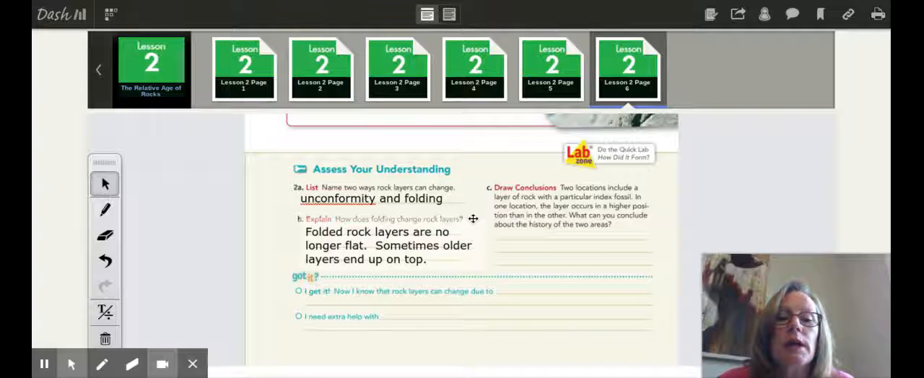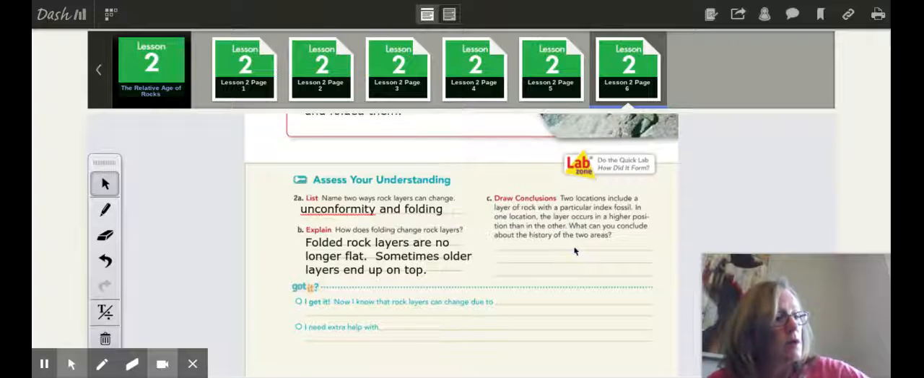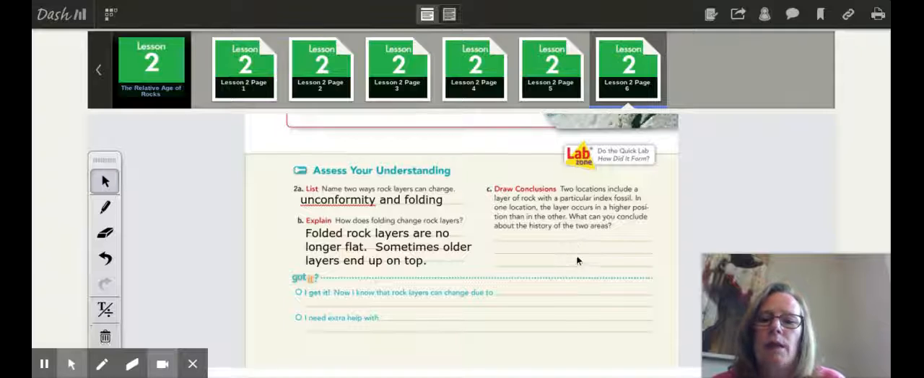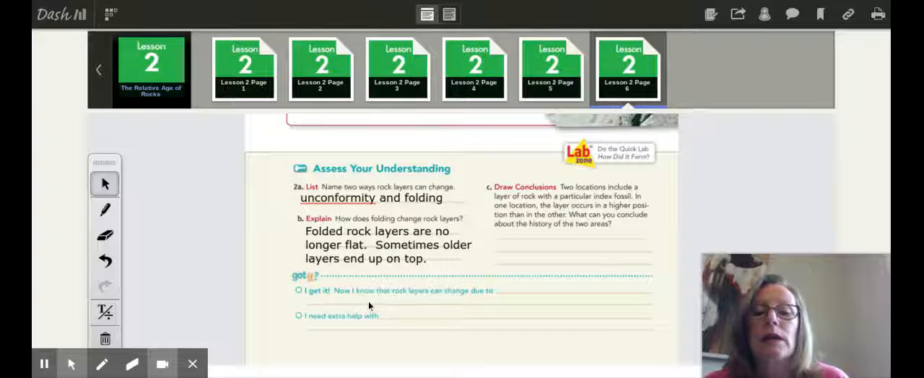2 locations include a layer of rock with a particular index fossil. In one location, the layer occurs in a higher position than in the other. What can you conclude about these 2 areas? Well, one area could have experienced folding. There could have been erosion. So there's different things that could happen. And then now it's like, I get it. Now I know that rock layers can change due to unconformity or folding.